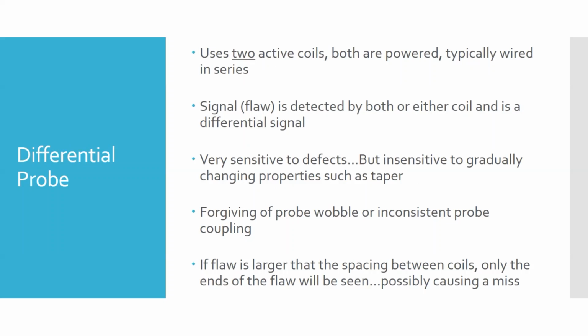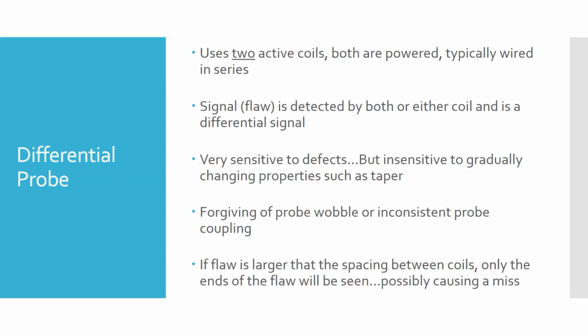They're very forgiving. The probe wobble, or inconsistent coupling as it's called, where it doesn't stay flat on the surface, gets filtered out by those two coils. It's a subtle enough difference that both coils are picking it up, and so both coils are ignoring it. It's really looking at that difference between the two coils.